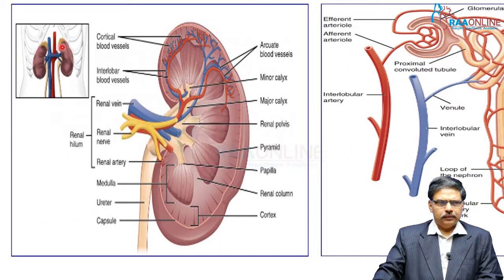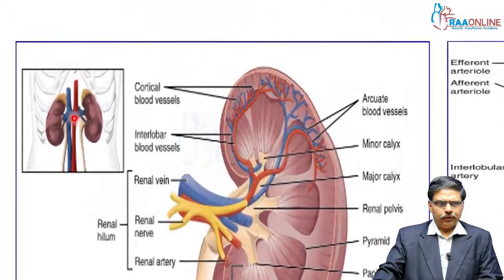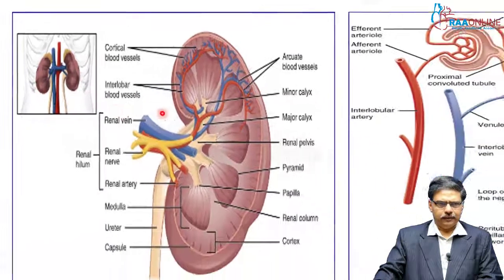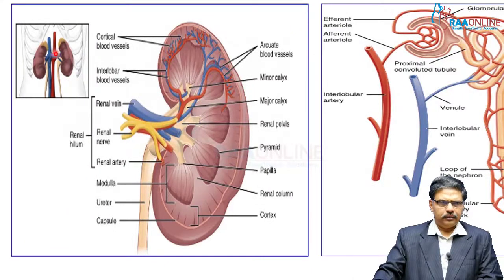So, this is the aorta, this is the inferior vena cava, and the aorta supplies the blood supply to both the kidneys through the renal arteries. So, you have one renal artery to the right kidney and one renal artery to the left kidney, and this renal artery carries all the toxic substances which are going to go through the kidney for the purification mechanism.